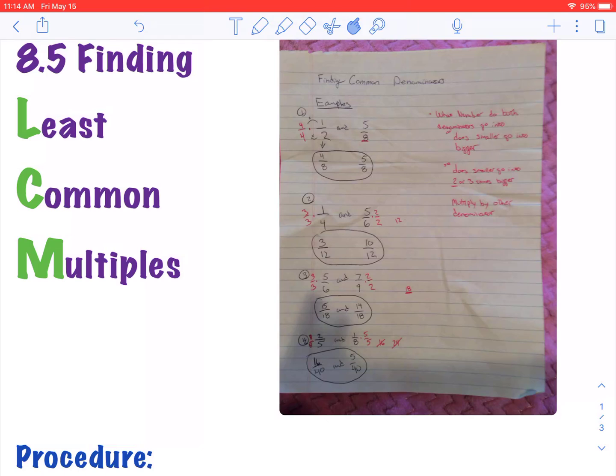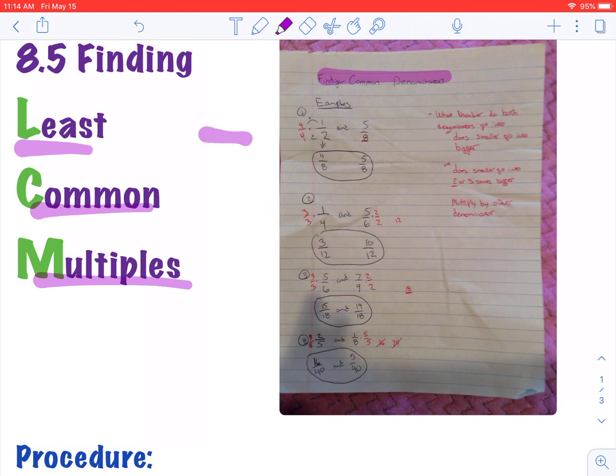For this lesson, we're going to take a trip down memory lane because we're going to be focusing on finding least common multiples, which is going to be a key step for us whenever we go to add or subtract these fractions and we need to find what is referred to as a common denominator.